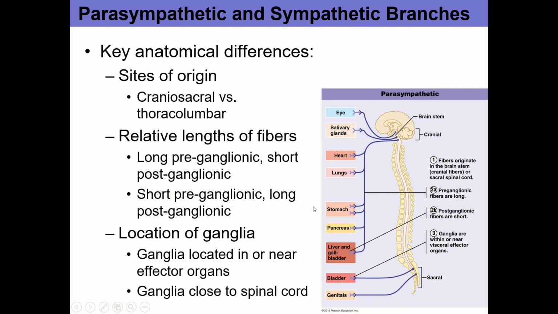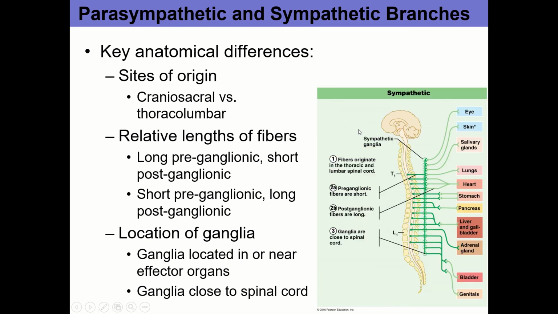So the ganglia are located oftentimes inside the organ, and those are called intramural ganglia, or they're just really close, like the one with the eye here or with the salivary glands here. As opposed to the sympathetic side, where the ganglia are located close to the spinal cord. I'll show you a picture of what that looks like, but basically the trunk ganglia kind of look like a string of pearls right next to your vertebral column. They're kind of posterolateral to the body of the vertebrae, so they're located pretty close to the spinal cord for the most part.